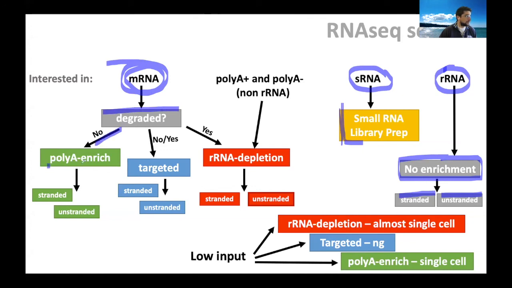I can do poly-A enrichment. It's cheap, it's easy, it's fast. Again, I suggest you go ahead and perform a stranded type of library preparation, okay? Is your messenger RNA degraded? Yes or no? You can perform a targeted type of approach. If you remember, it's more or less the same as the exome sequencing.